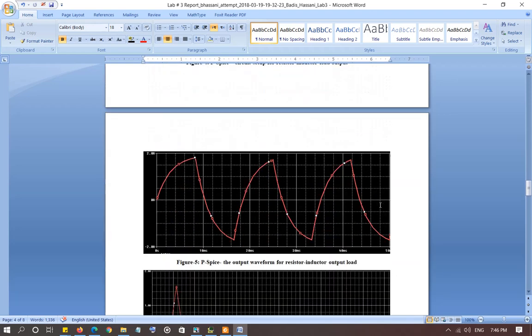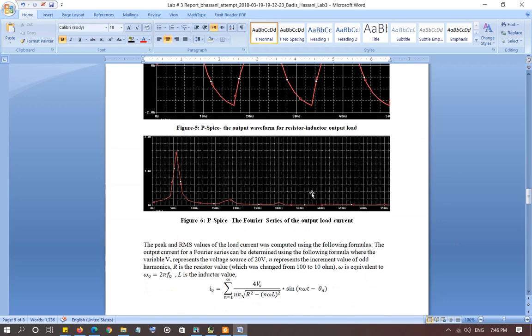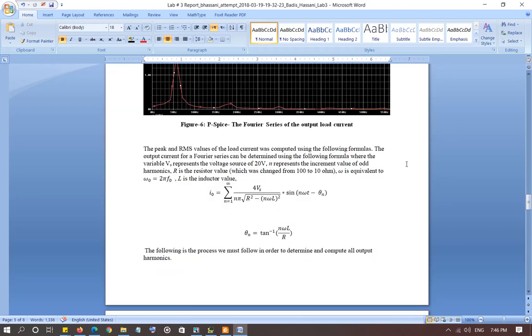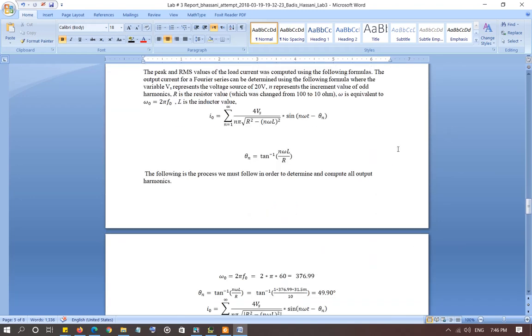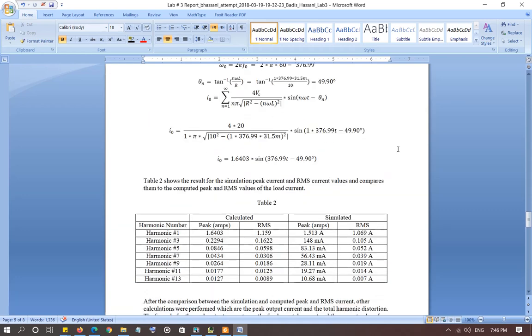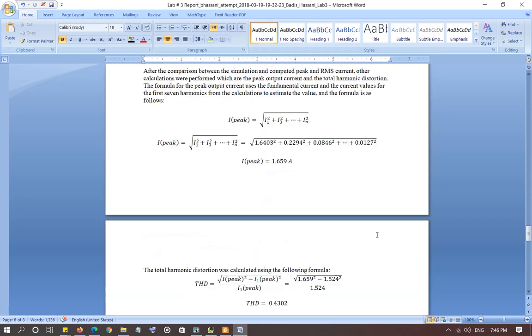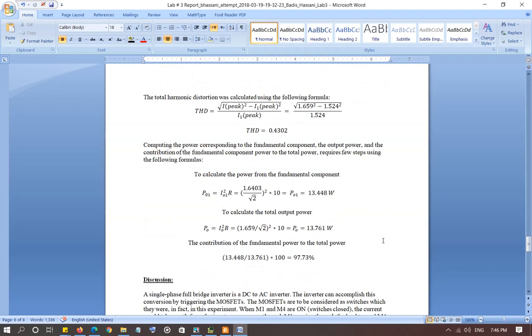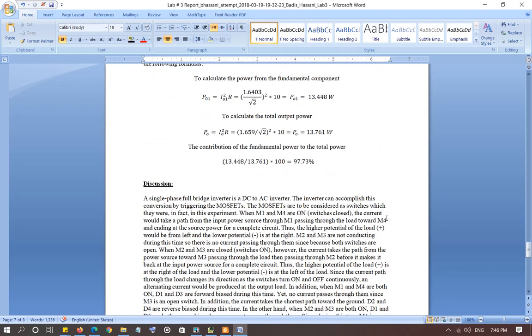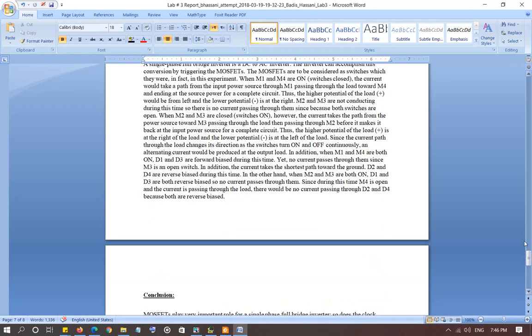Second circuit, measuring current that I showed you, Fourier components from PSpice, and all the RMS and harmonic values, calculation of everything that is required, and a solid discussion. So that's a really good report. Try to make good reports so you can get really high points.